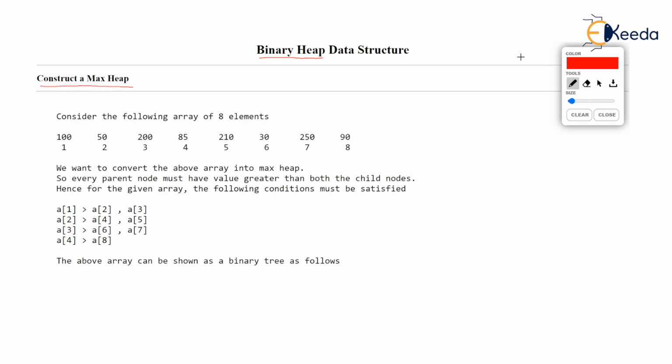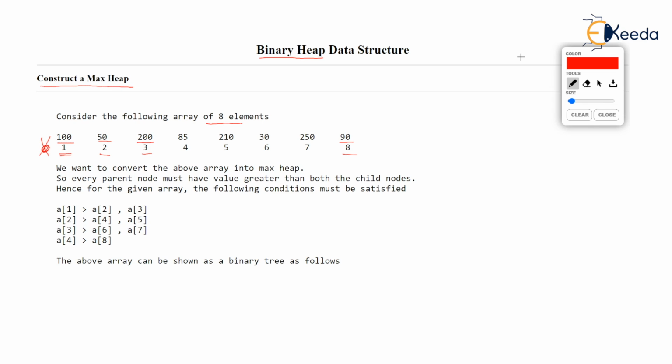Consider an array of 8 elements with values like 100, 50, 200 and so on up to 90. You see that the indexes in this array begin from 1 and not from 0. Actually, the 0th index is also there, but I am wasting it. I am not storing anything at index 0. Why? We will see that later. The array is indexed from 1 up to 8, so there are 8 elements, and the values are shown, 100, 50 up to 90.